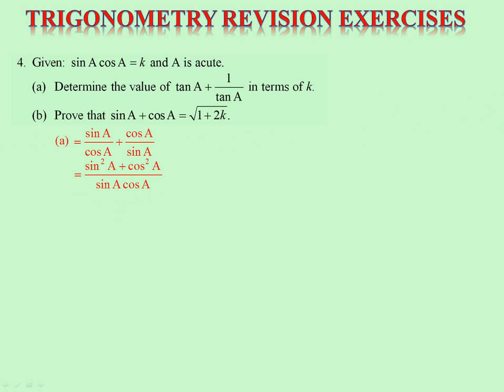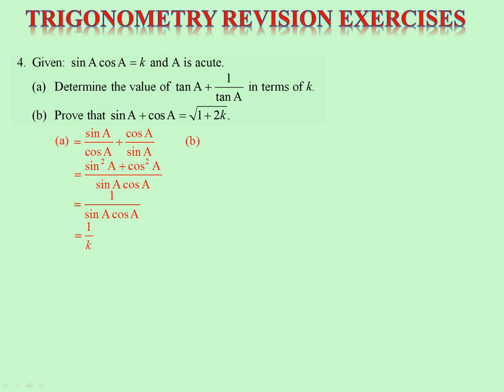Find a common denominator. Aha, top line: Pythagorean identity, 1. Bottom line, sine A cos A. Have a look. So there we have that, and sine A cos A is k. We've written it in terms of k.